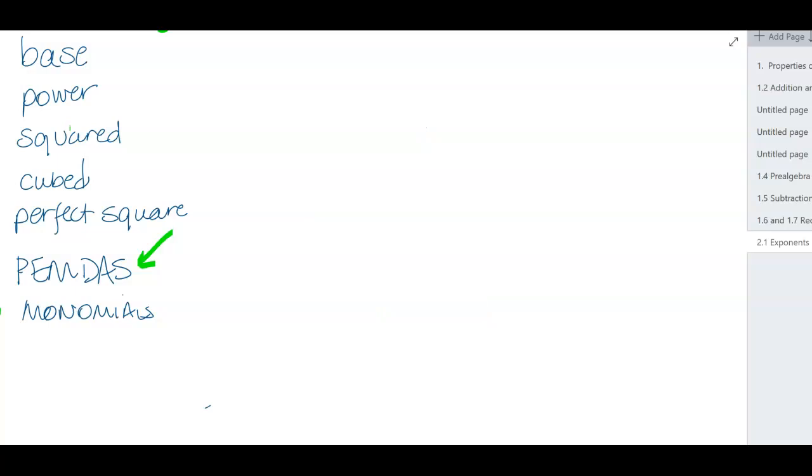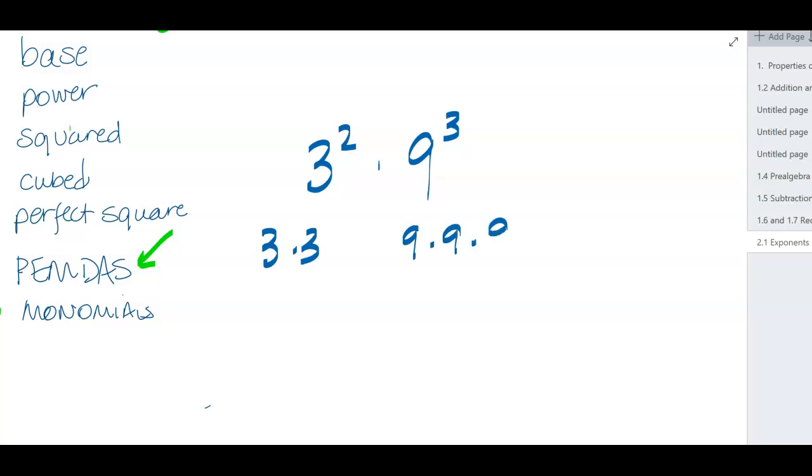Notice it does not work if your exponents are different. Let's say it's 3 squared times 9 to the third. You can't do 27 to the 6th because this is 3 times 3, and 9 times 9 times 9. You're multiplying those together. There's really no way to simplify that. I mean, there is, but it would be far too confusing. You're better off just doing 9 times 729.